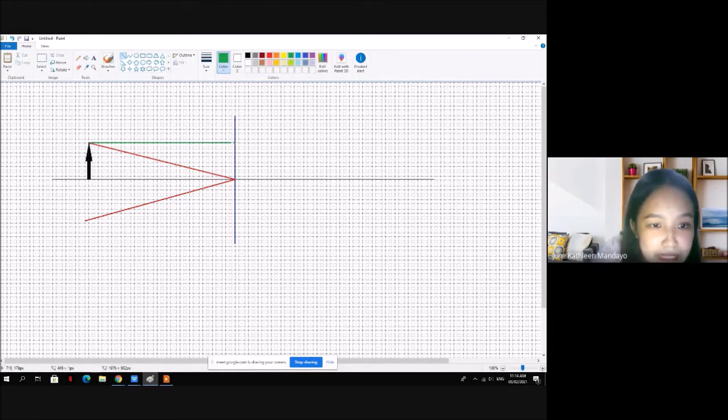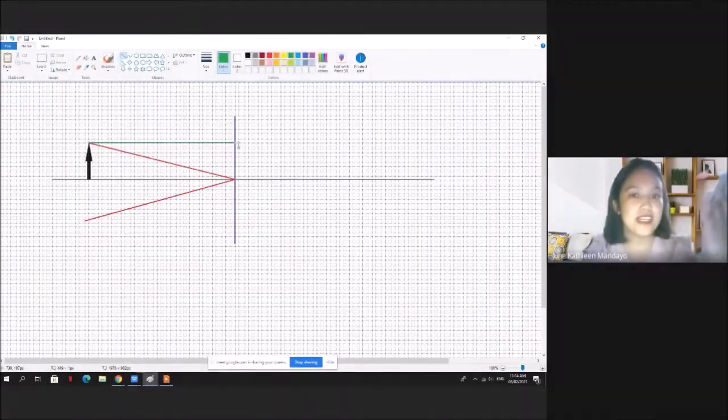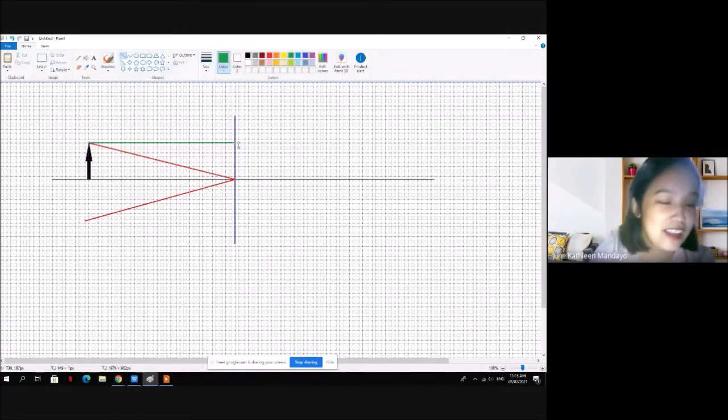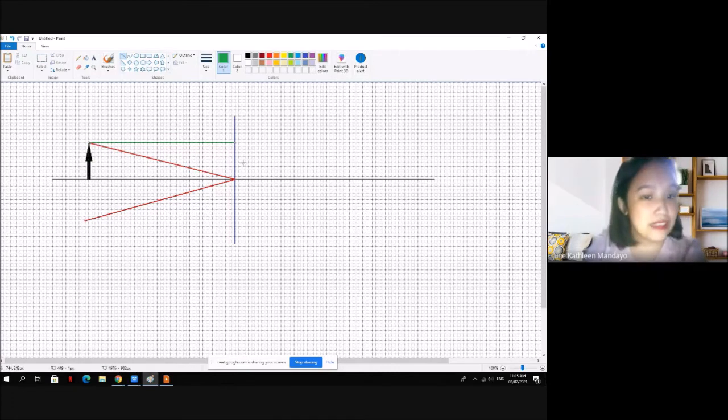Di ba pag nananalamin kayo, halimbawa straight, naka-straight kayo na ganyan sa harapan ng salamin, ano yung level ng mata mo? Dapat ayun din yung level nung image ng mata mo dun sa salamin. So, hindi naman siya tataas or hindi naman siya bababa. As long as dapat pantay talaga.